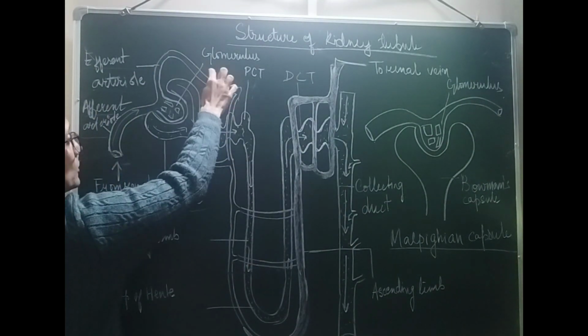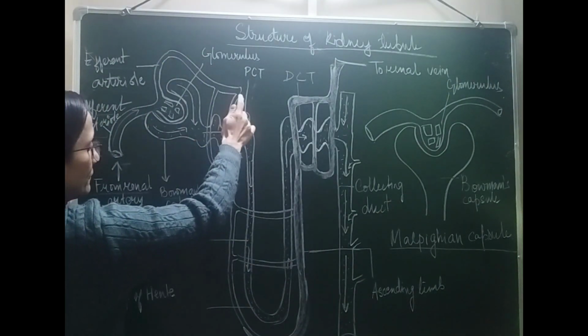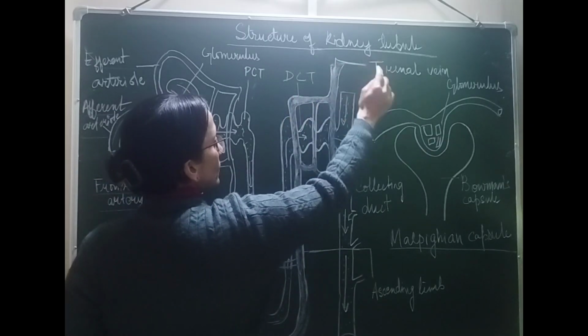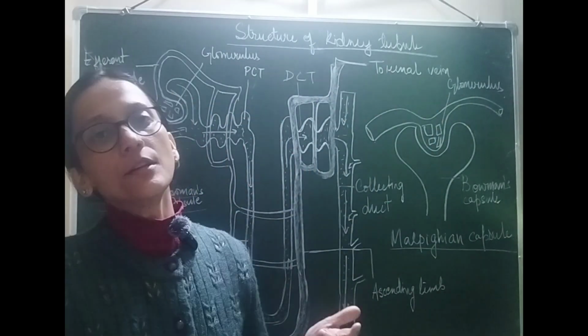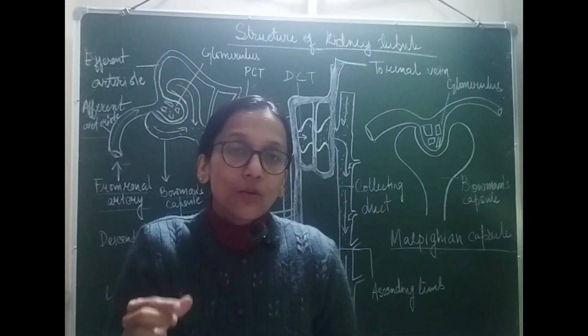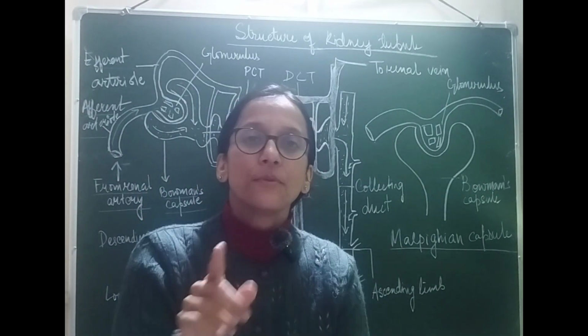Now, what will happen to the blood vessel? The blood vessel which is coming out of the Bowman's capsule will form vasa recta, that means a network, and then it goes out and joins the renal vein. Obviously, it will join the renal vein because the blood vessel that comes out of the kidney is known as the renal vein.